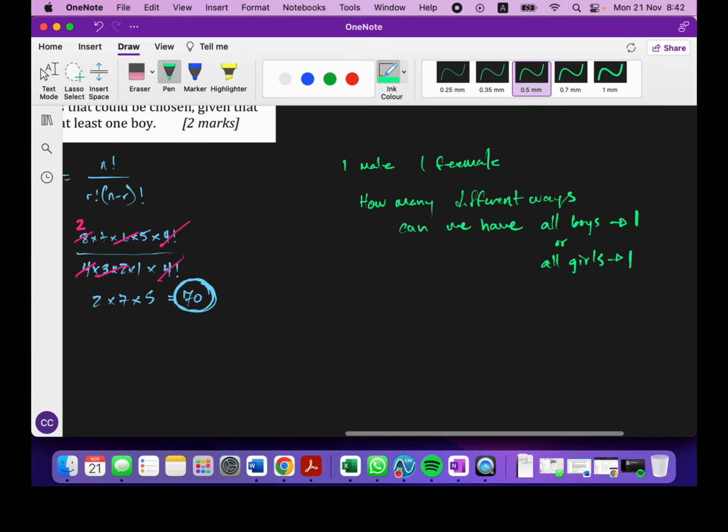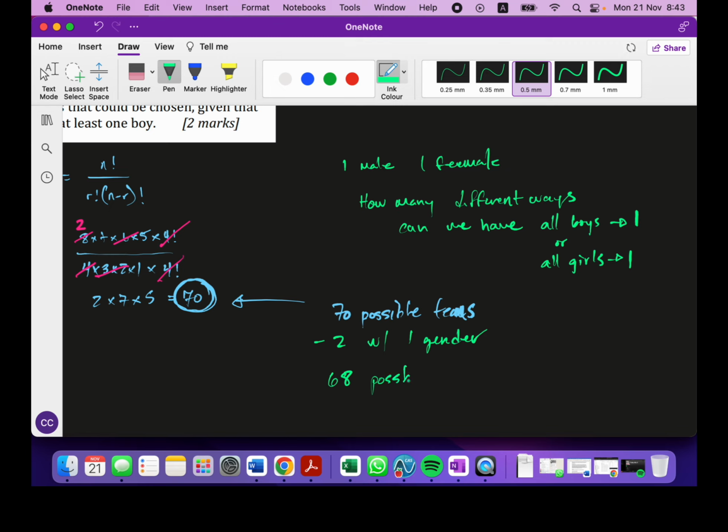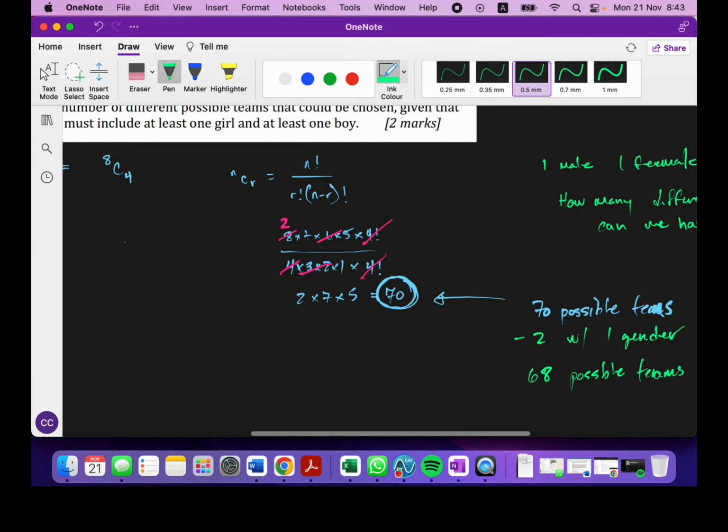So from our previous answer, out of 70 possible teams, if we just take the two possibilities away, then we would be left with 68 possible teams with at least one boy and one girl. And I think that's what the question asks.